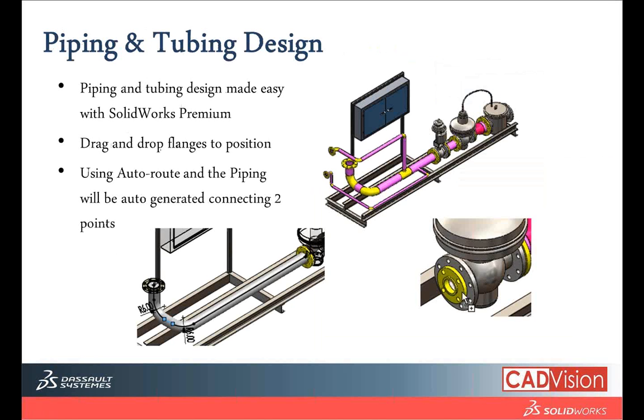So the next capabilities will be the piping and tubing design. In SolidWorks language, we will name this as routing. It is only available in SolidWorks Premium. What you need to do here is drag and drop flanges into the outlet or the inlet of our components, or the piping components. Then again, one feature that I always like, just click on auto routes and it will create the routes.